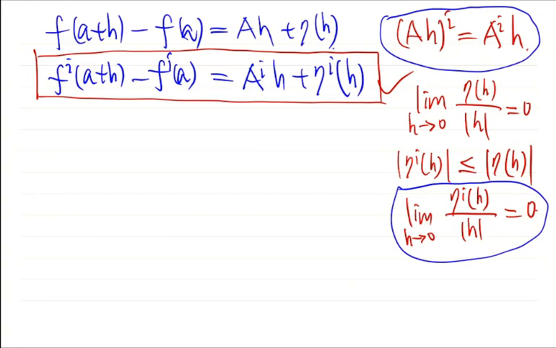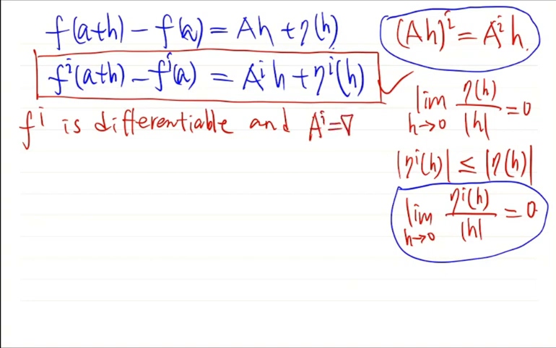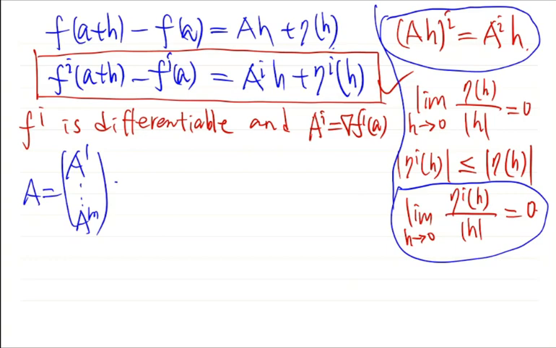Now our f_i is real valued. So this means that f_i is differentiable, the ith component of f is differentiable. And this a_i is nothing but the gradient of f_i at the point a. Okay? So our A is a_1 to a_m. Therefore, it is the gradient of f_1, up to the gradient of f_m.